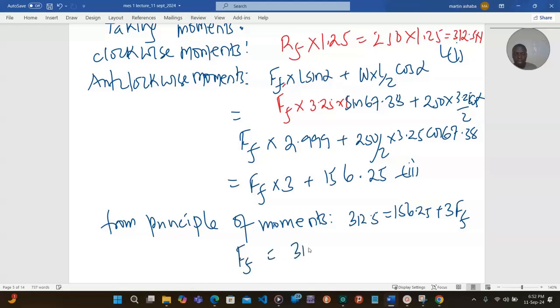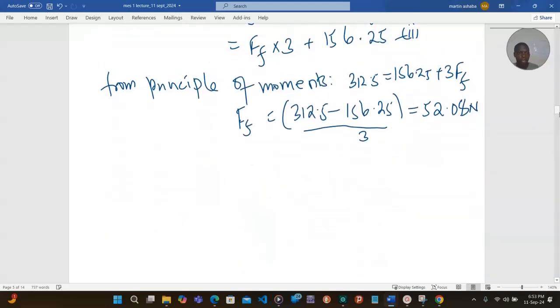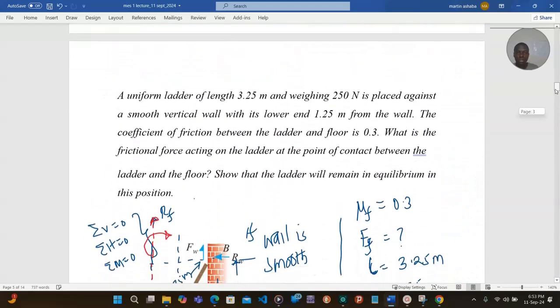This will be 312.5 minus 156.25, and we divide by 3. So I have 312.5 subtract 156.25, and I'm going to divide this answer by 3. So my answer is 52.08 newtons. So we have two values of Ff.